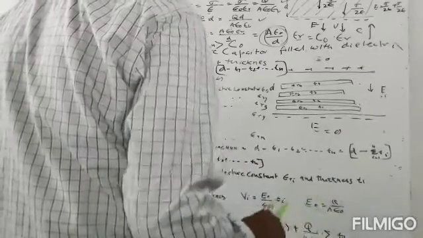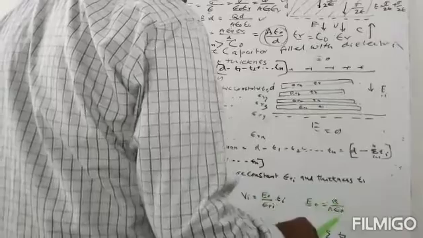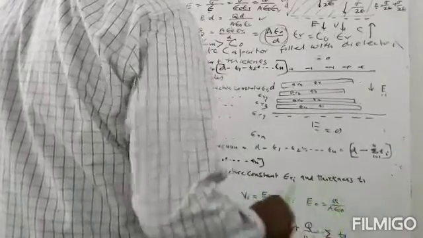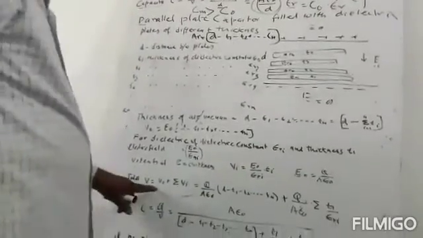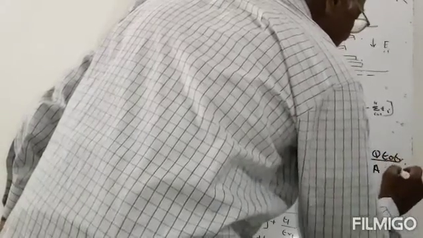The charge density will be equal to Q by A. So you put the value of density here, with electric field E0, and then we can find V will be equal to Q by A epsilon 0 into epsilon R multiplied by thickness.